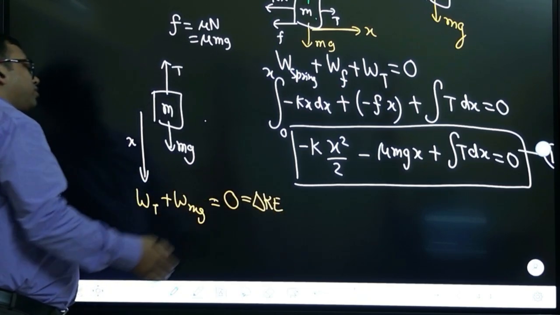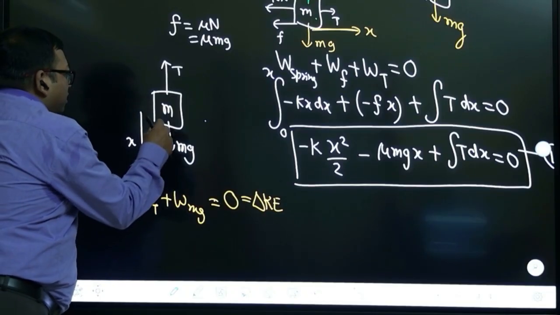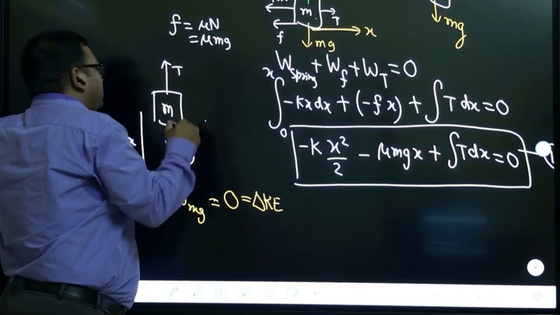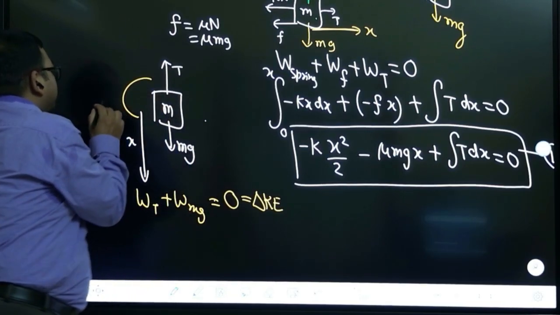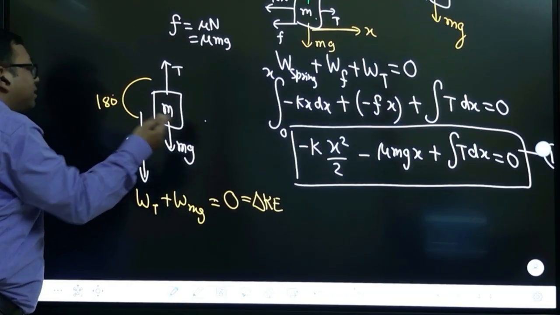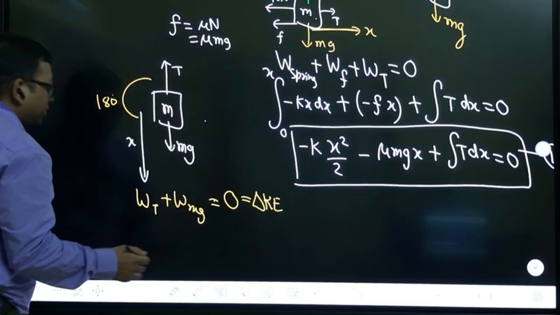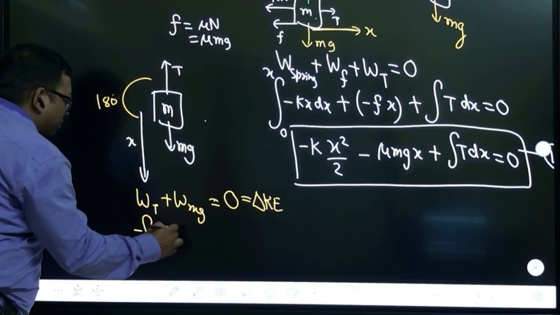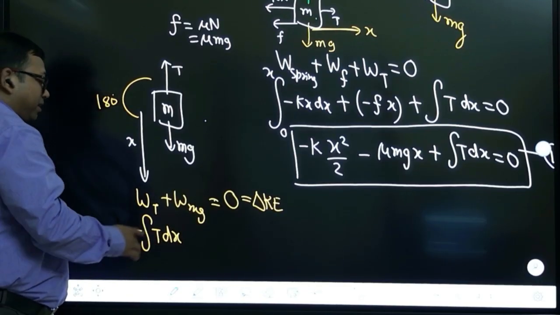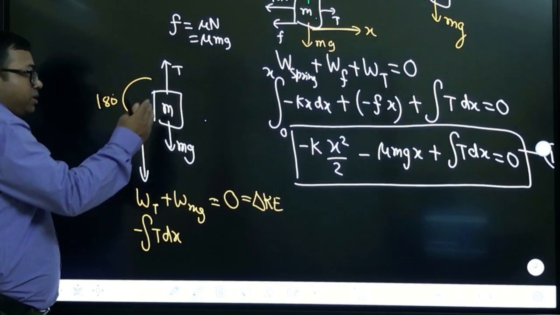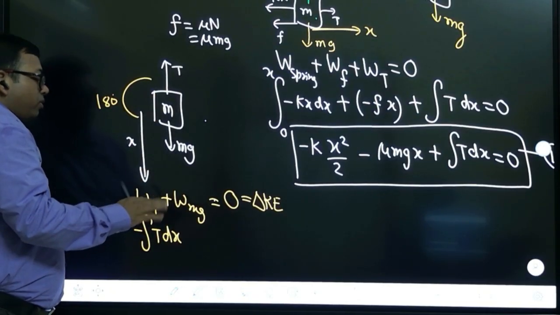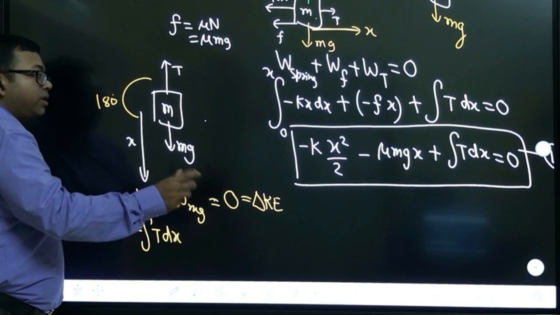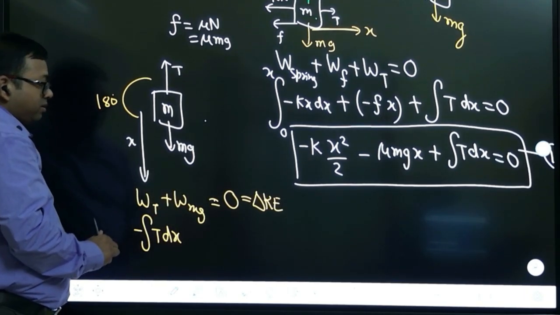Kinetic energy change is also 0. Apply this. Now note here, very important thing, tension is acting this way but displacement is like this way. So the angle between tension and displacement is 180 degrees, and tension will be a variable force because spring force is changing. So you have to write minus T dx. You have to understand, minus T dx you have to write, because tension, if you do not know, just write integration of tension. If tension is constant, it will come out of the integration, but we do not know anything about tension, so write it like this.